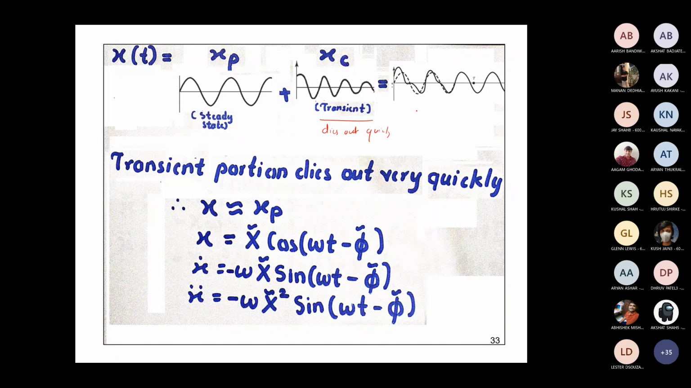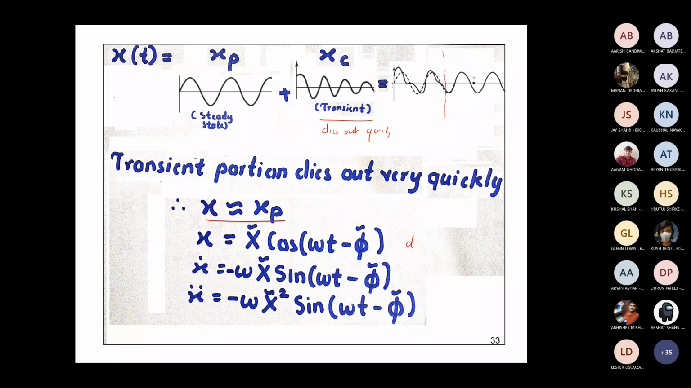So for some initial phase of the vibration, there will be this transient part, and after that it will be the steady state part. So we can assume that the response is the steady state part only, and we can neglect the effect of the transient part of the solution. So our solution is actually only the particular integral, that is x is equal to x tilde cos omega t, and so on and so forth.